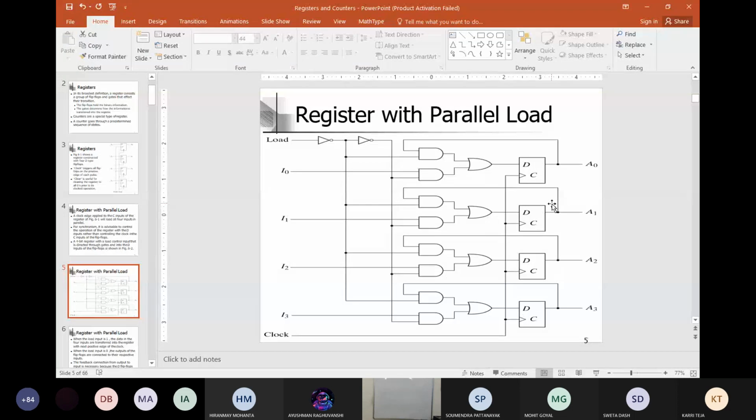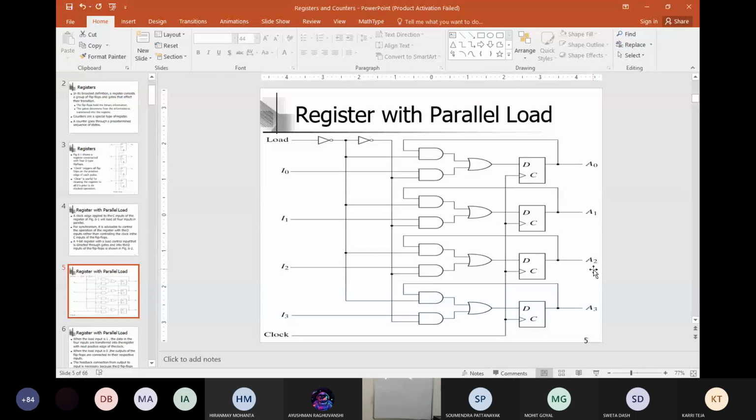Just check. This is a little complicated one, but we have to analyze the circuit, and the register is supposed to be parallelly loaded. Okay, how can we ensure? Like see, I0, I1, I2, I3 is there. Fine. They are entering into D, but they are not entering directly. They are entering through some gates, and the gates are having a predetermined version. Clock is untouched.